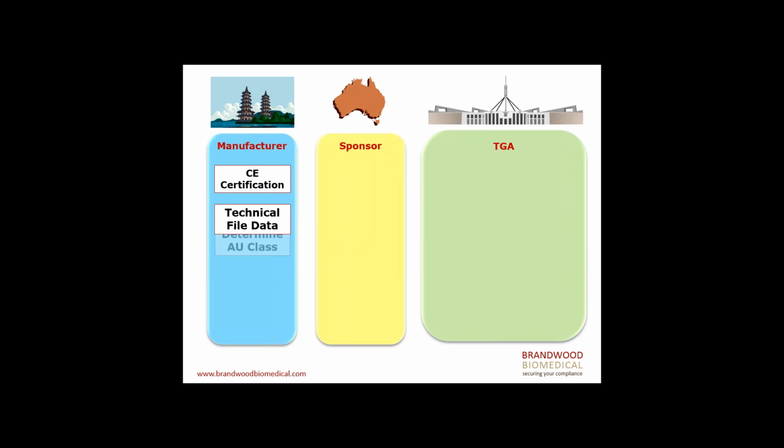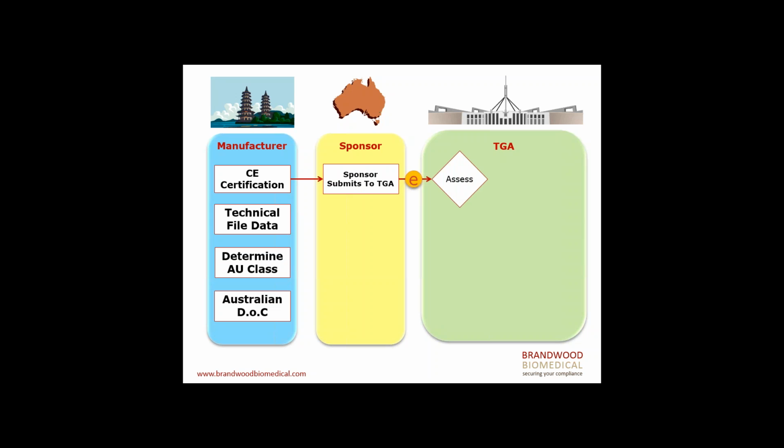The manufacturer holds the CE certificate. It holds the technical file data for the device. They're responsible for determining the Australian classification of the device, and they must have a signed Australian Declaration of Conformity in place. And all of this lies with the manufacturer. Once all of these documents are in place, the sponsor submits the CE certificate to TGA.